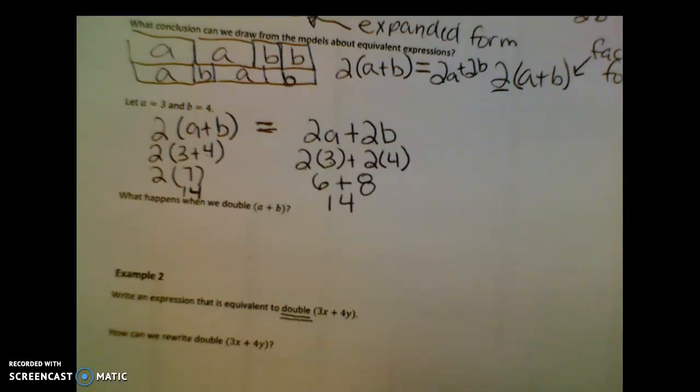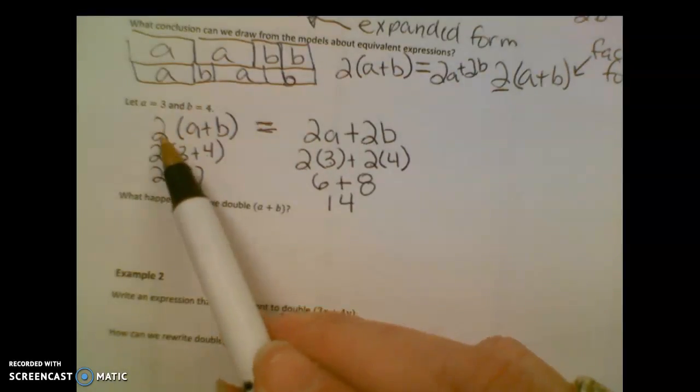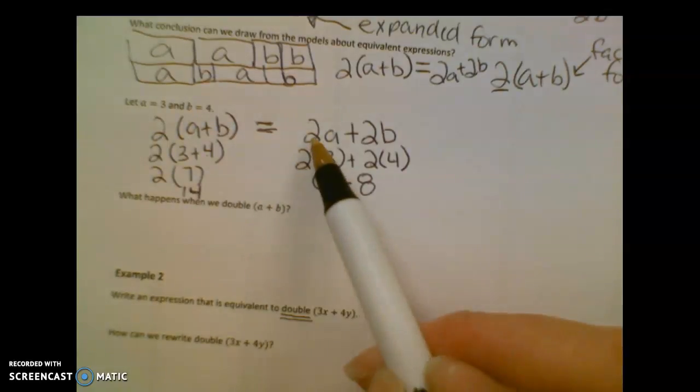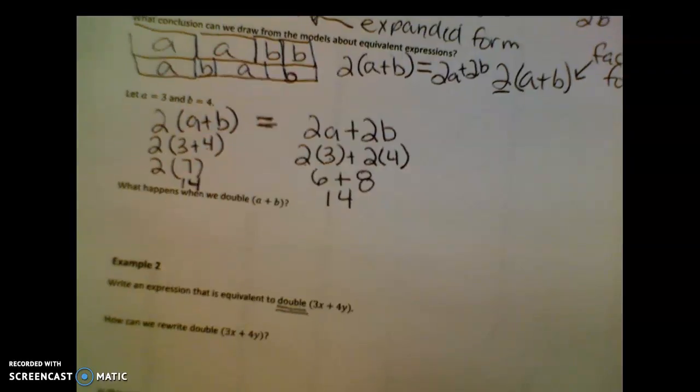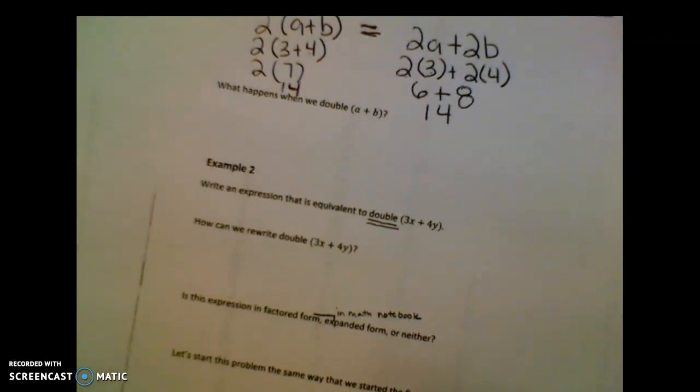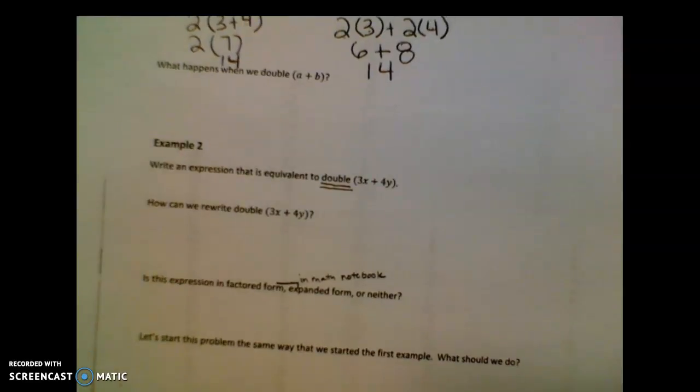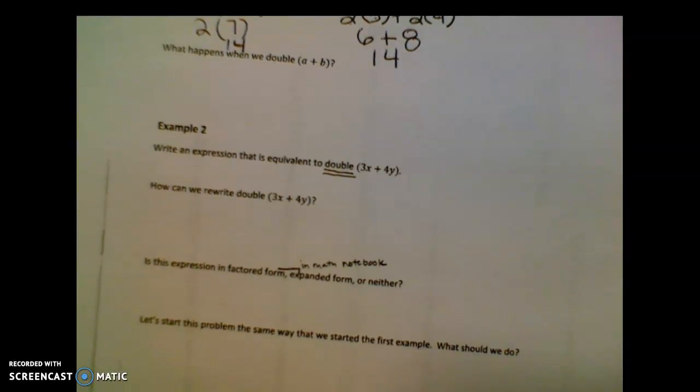That means we double A and we double B, just like this. So this is double A plus B, or we have double of A and double of B. So now let's look at example 2. Write an expression that is equivalent to double 3x plus 4y.